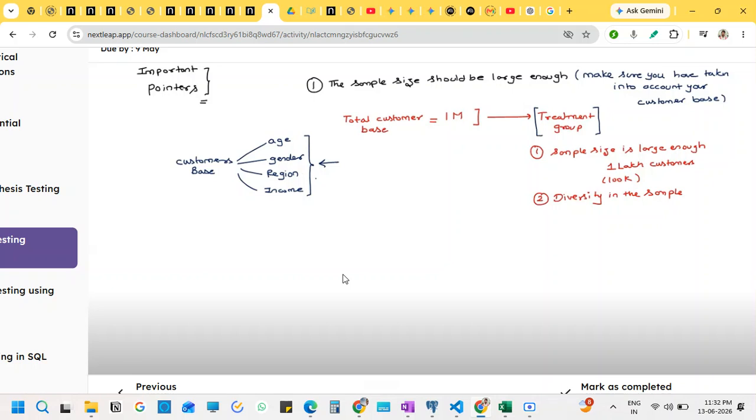It should not be biased to one region. So let's say you are dealing in Asia Pacific, the American region, the Europe region, the Japan region. Now you should not choose the treatment group from only one of the regions, or even one time zone. These are some parameters which should be considered to make sure that there is diversity in the sample, which is the treatment group.